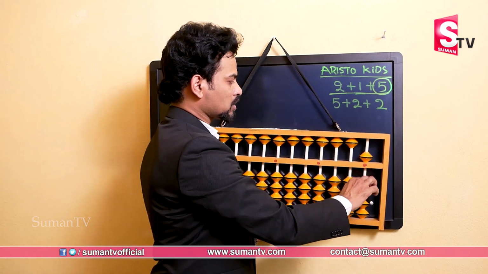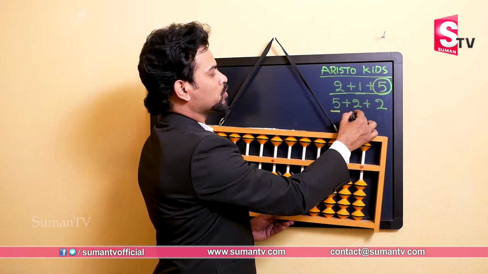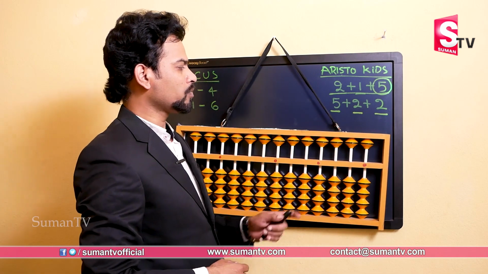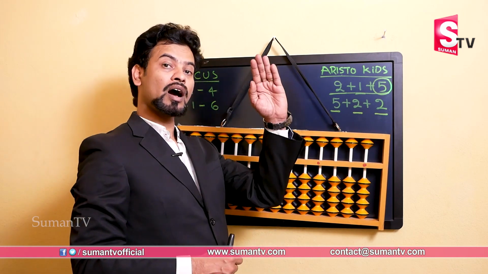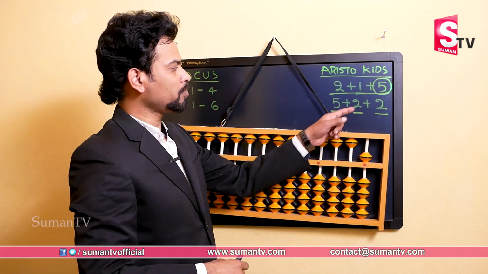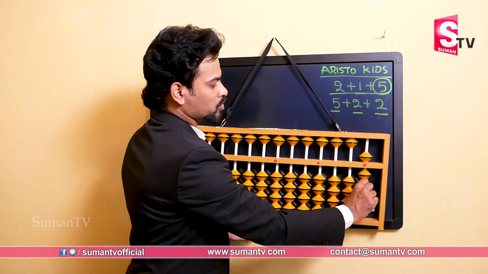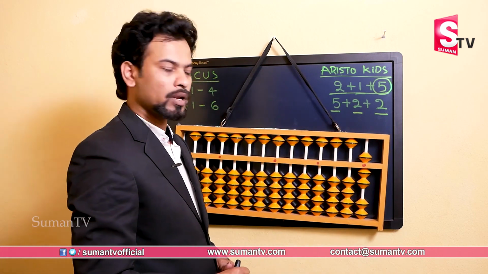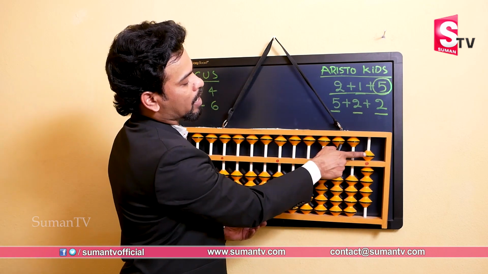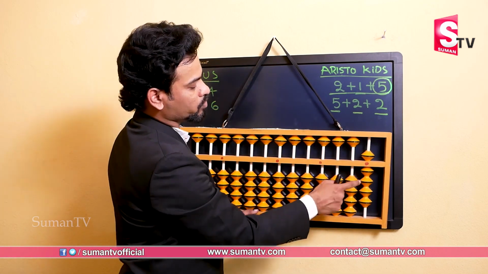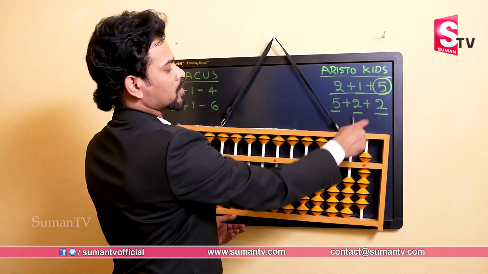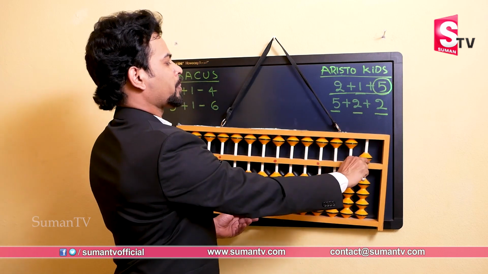Let's do the next question: 5 plus 2 plus 2. Okay, so first we will do 5. Where can we find 5? On the upper side. So we will do plus 5 here. Then again plus 2. That is plus 2, 7. Again plus 2. So now the final answer is 5, plus 1 is 6, plus 1 is 7, plus 1 is 8, plus 1 is 9. So the answer is 9.